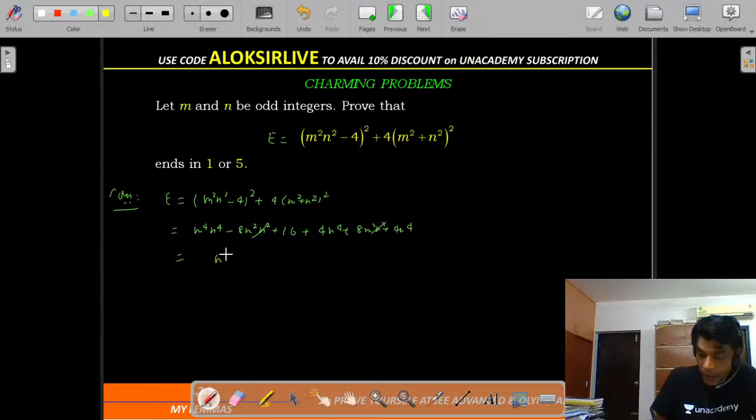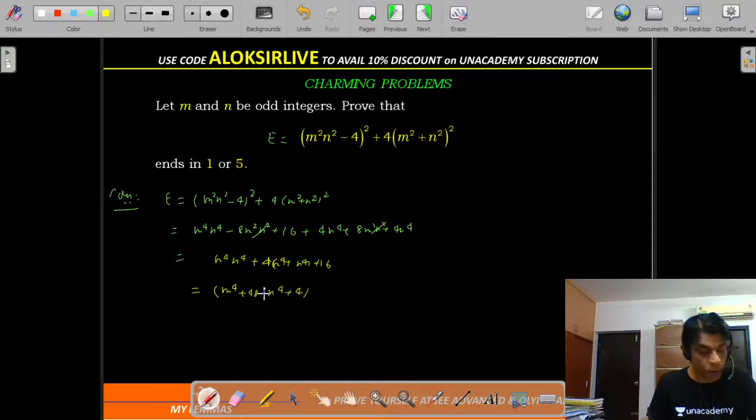Yes, many of the viewers have given the correct answer. Good going. This is m to the 4 n to the 4 plus 4 m to the 4 plus 4 n to the 4 plus 16, and so it factors as (m to the 4 plus 4) and (n to the 4 plus 4). It factors like this. Once it factors like this, it is good for the form of Sophie Germain, right? Sophie Germain form.